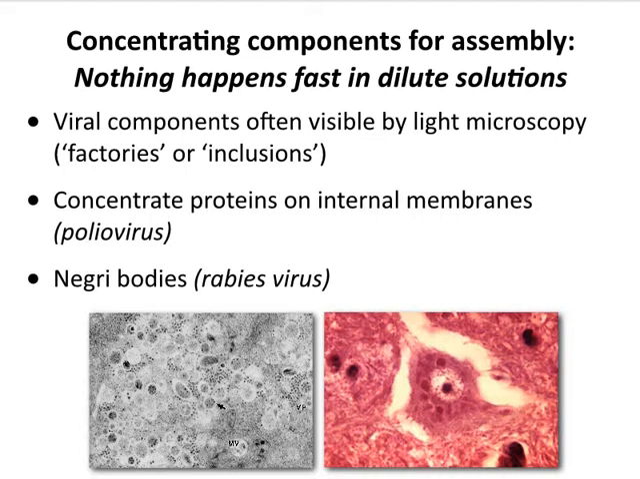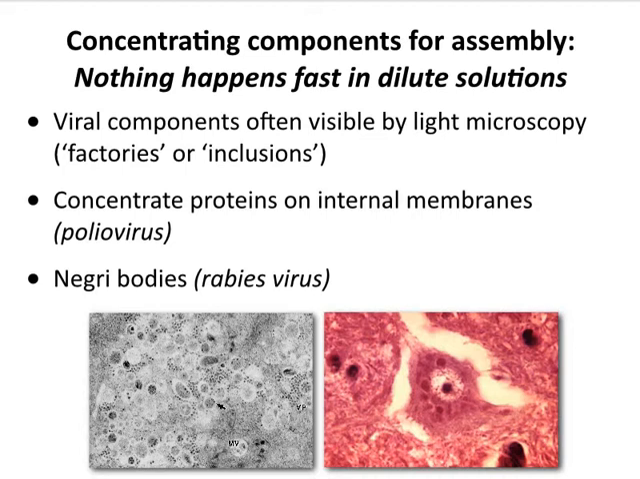Now, a really key principle in assembly is nothing happens fast in dilute solution. So virus assembly pathways have evolved to concentrate the components, okay, so that the assembly happens quickly. If they were very dilute, the assembly would take too long. So, for example, in infected cells, you can often see by light microscopy what we call factories or inclusions. And these are places where assembly is taking place. It doesn't just happen all over the cytoplasm. It happens in very specific foci. So that's a way of concentrating the components so the reactions go faster.